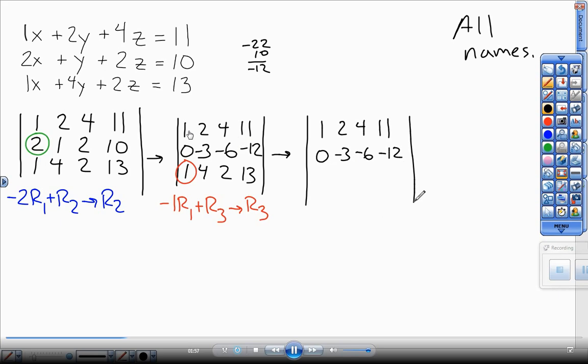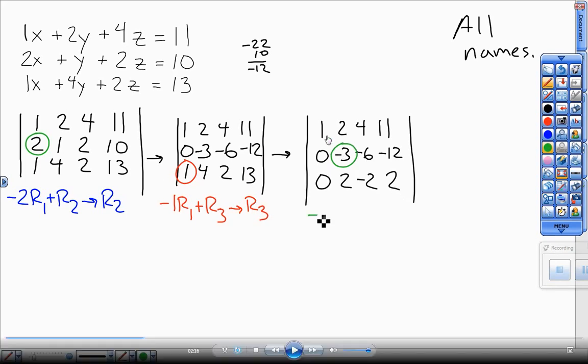Alright, so here I go. -1 times 1 is -1 plus 1 is 0. -1 times 2 is -2 plus 4 is 2. -1 times 4 is -4 plus 2 is -2. -11 plus 13, +2.